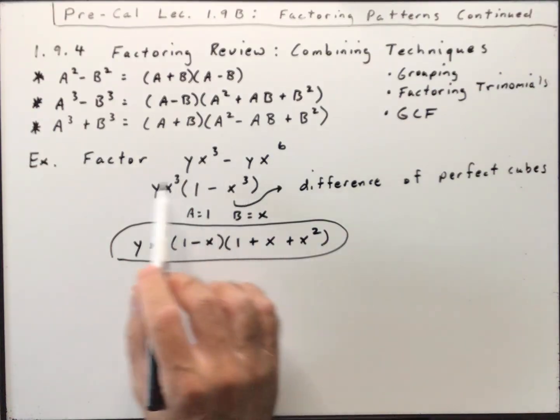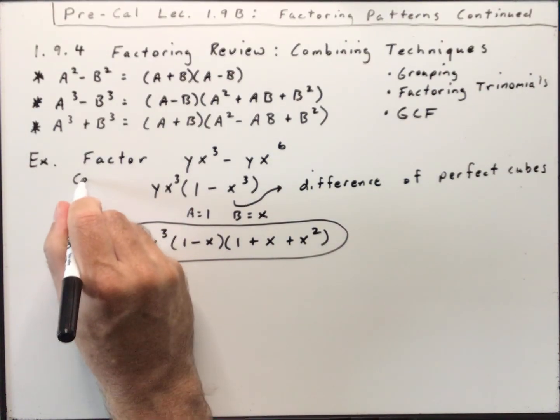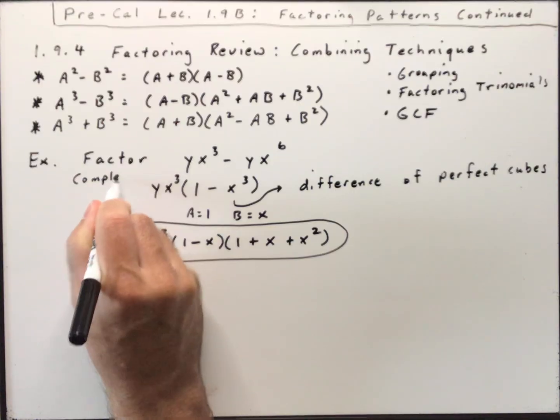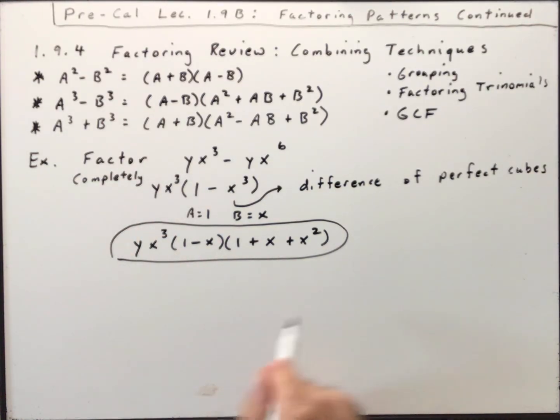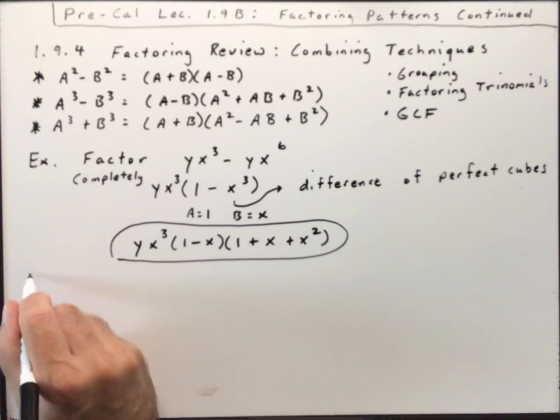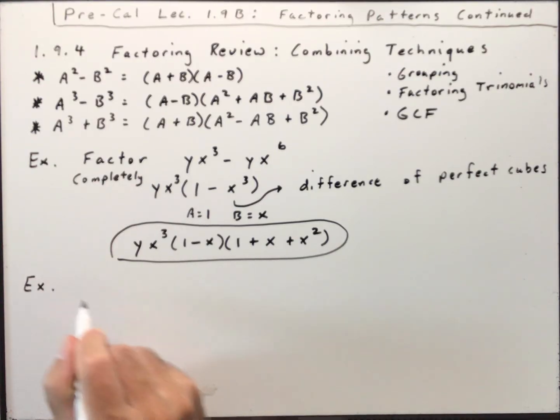So we want to put "completely" down here. We didn't just factor out the greatest common factor. We took it as far as we possibly could. All right, let's do another example. I've got room on the board here.